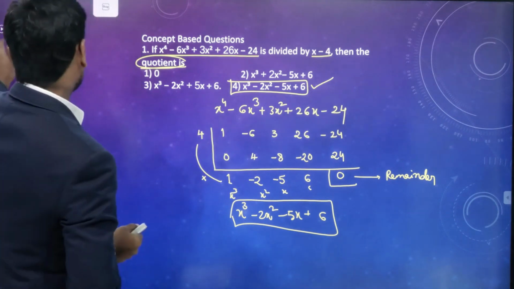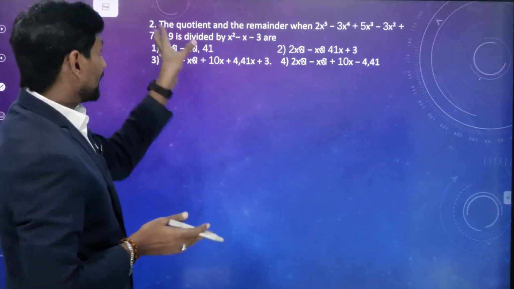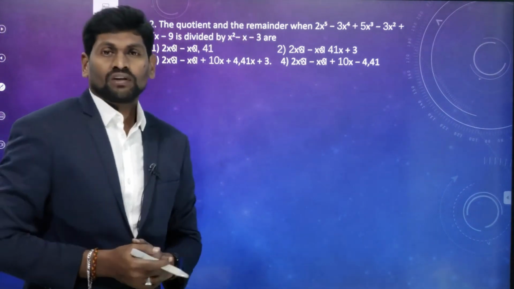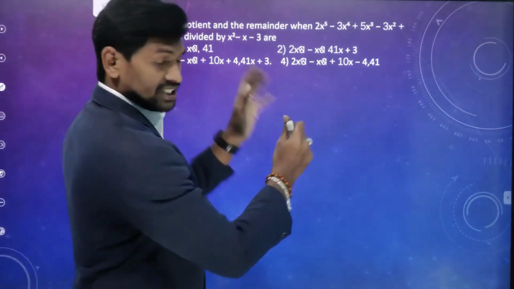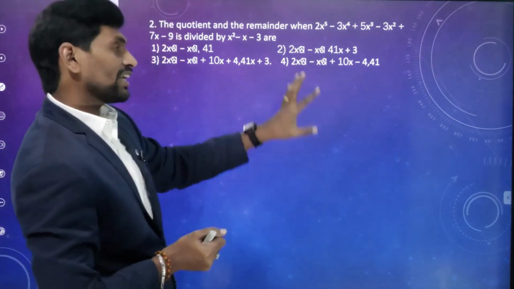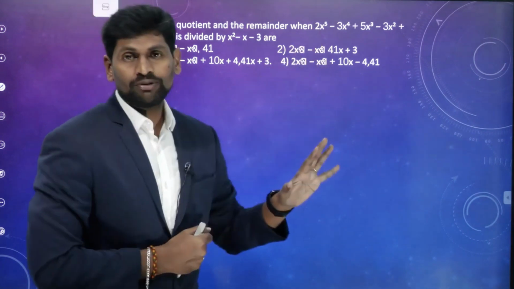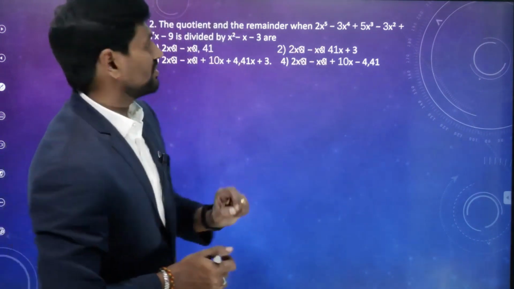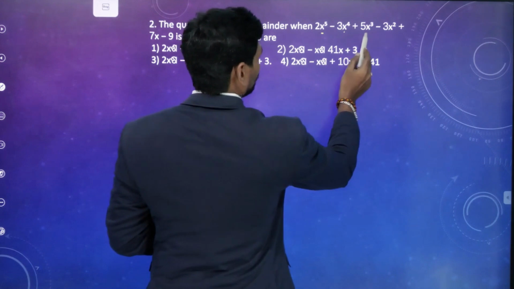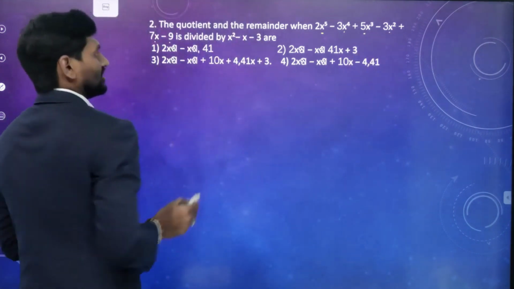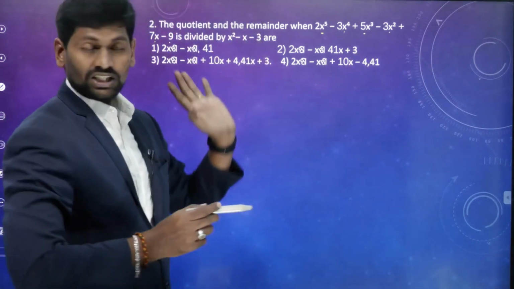Now let us go to the next question. The quotient and the remainder. Again, to find the quotient, we need to use synthetic division. Same format, but let us take the given polynomial degree. The given polynomial degree is 5. 5 means how many terms must be there? 6 terms. So let us count. 1, 2, 3, 4, 5, 6. Yes, absolutely we have the 6 terms.